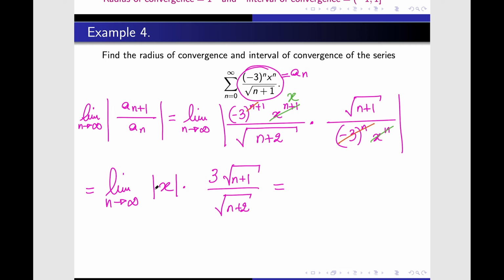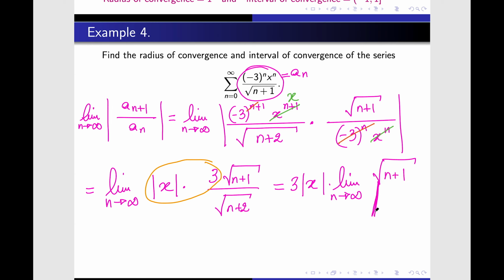3 absolute value of x, this product is independent of n, so you can push it outside. You get 3 absolute value of x times the limit as n goes to infinity of the square root of n plus 1 divided by n plus 2. And what's this limit here? This is 1, right? So that becomes 3 times the absolute value of x. This guy is 1, correct? Okay. So we get this.